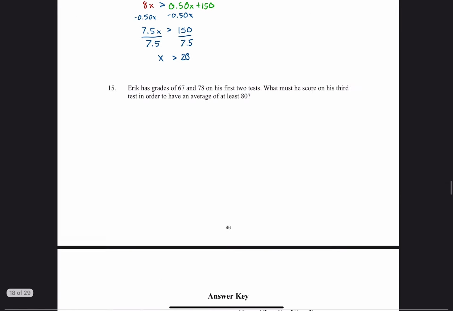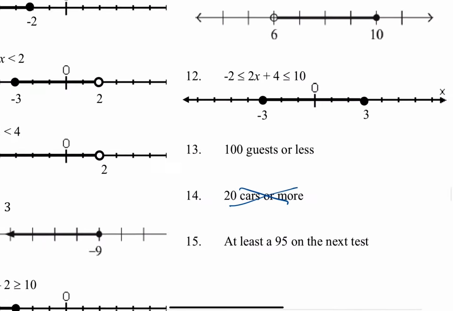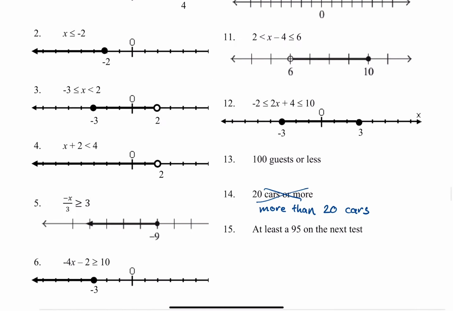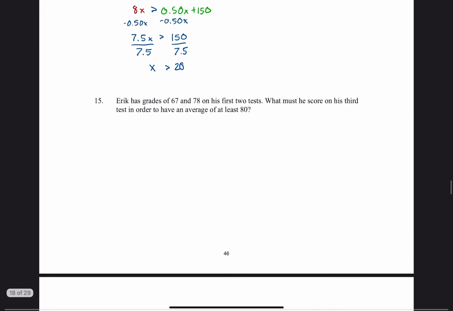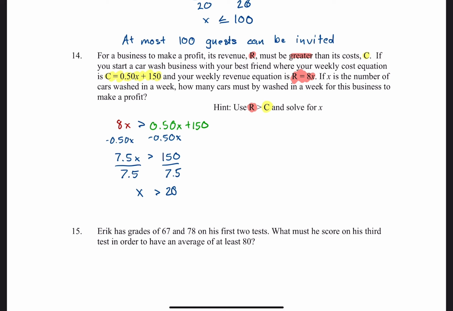And if I recall, let me check the solution right here. So at least 20 cars or more. So this is not quite true. There's a little typo here. It needs to be more than 20 cars. So this should say more than 20 cars, because if you wash exactly 20 cars, well, you broke even. You're actually out time. So that's not a good scenario, because you did all that work, but you didn't actually make any money. So just a little typo to correct there.